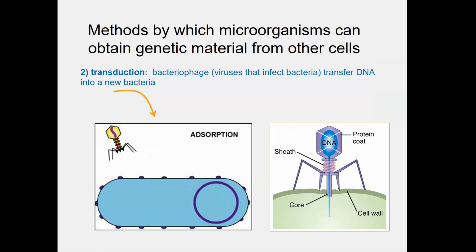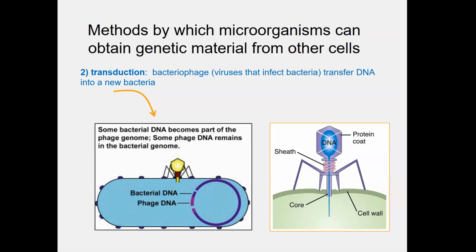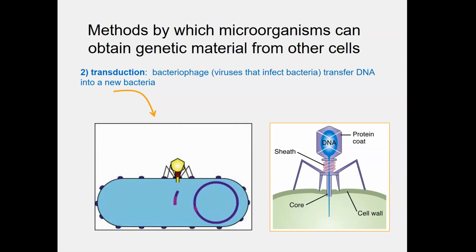The next method is transduction, and again, this is something that is mediated via a virus. So that's the thing that looks like a spider or a lunar lander, and these are specific viruses that only infect bacteria. So what you can see is that the genetic material of the virus just got injected into the bacteria. Eventually, that bacteria is going to die as a result of the virus's genetic material coming in.